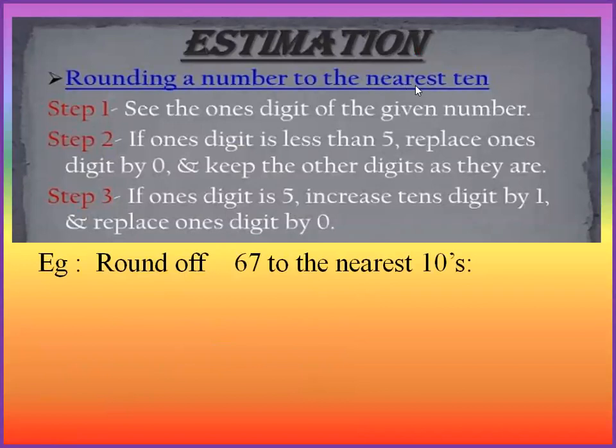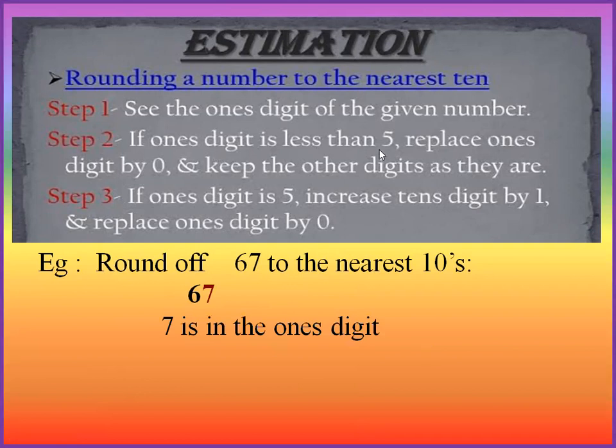Rounding a number to the nearest 10. Round off 67 to the nearest tens. So 67 is a number which is between 60 and 70. When we say round off to the nearest 10, it's either 60 or 70. So we have to choose which is better. See the ones digit of the given number. Now what is the ones digit here? Ones digit is 7.